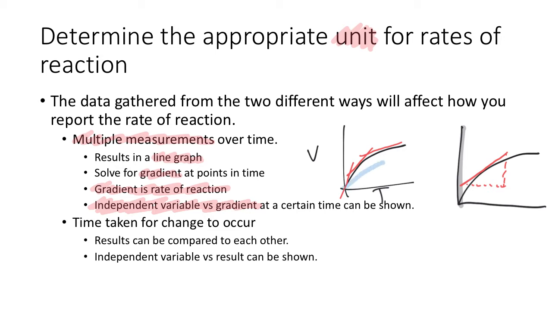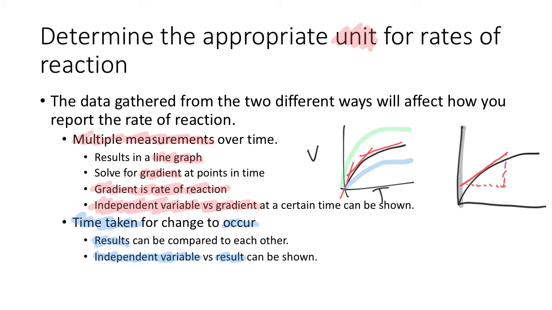Alternatively, you might even have different reactions occurring on the same graph. So you might have two or three different reaction conditions on the same graph showing different things. Alternatively, if you're talking about the time taken for a change to occur, remember, how long did it take to make 100 mils, or how long did it take to go opaque, your results can be compared to each other because they're just going to be time units. So you can have the independent variable versus your result, which is a unit of time, saying, at this concentration, it took this long. At that concentration, it took that long. And then you can put those against each other.